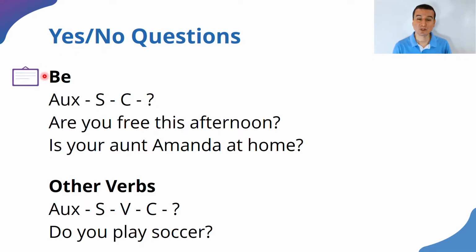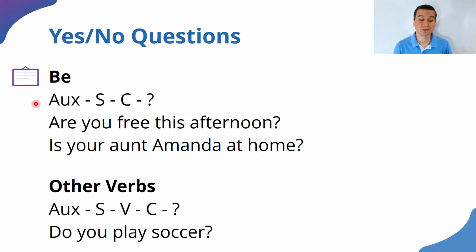Let's see the structure for questions that have the verb be or the auxiliary be as the main verb in the sentence. The structure is the auxiliary, in that case be, then we have the subject, and then we have the complement, whatever we need for the complement, and all questions end with a simple question mark at the end, not at the beginning, at the end.